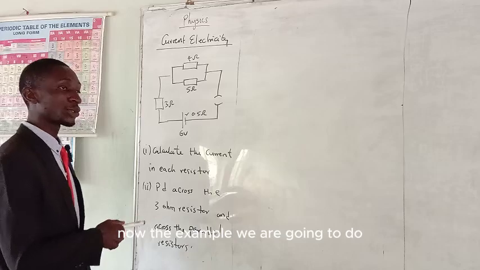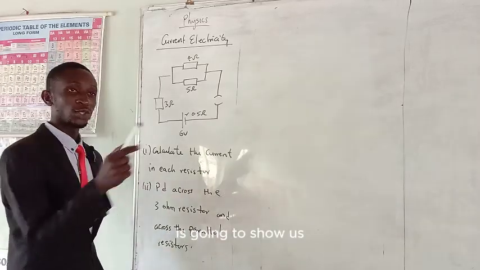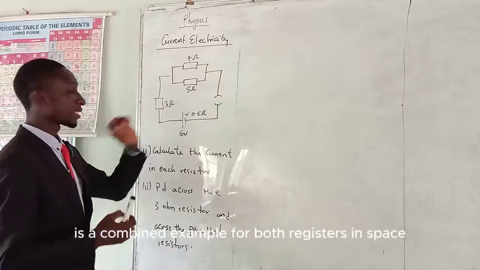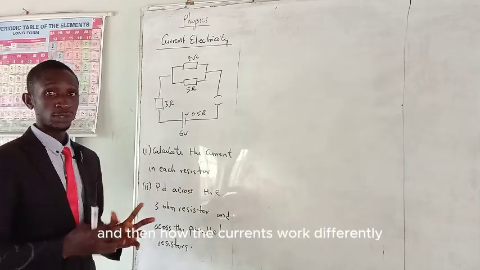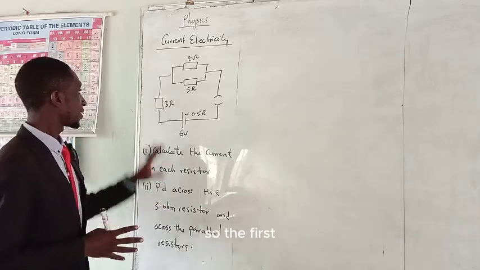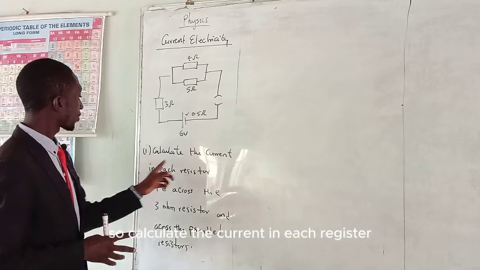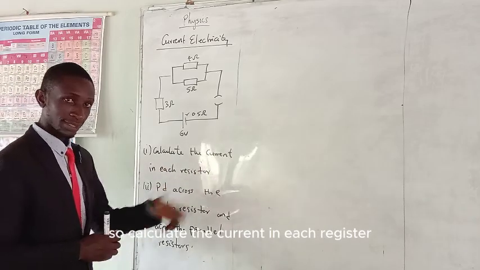Now, the example we are going to do today is a combined example for both resistors in series and resistors in parallel, and how the currents work differently. So this is the diagram we are going to consider today. Calculate the current in each resistor.